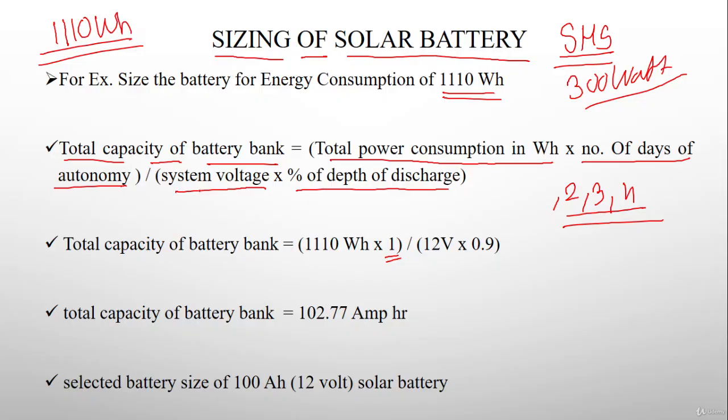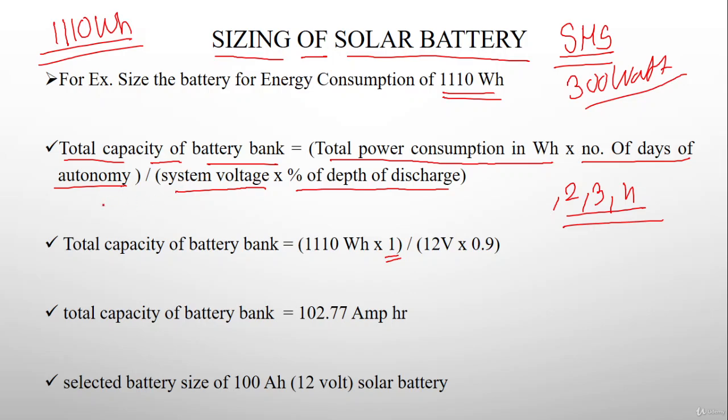Next is the system voltage. System voltage is also called the battery bank voltage. Basically, it decides how much voltage we are feeding to the solar charge controller, what the rating of the solar charge controller is, and what battery bank rating we have to select when we are making the battery connections.